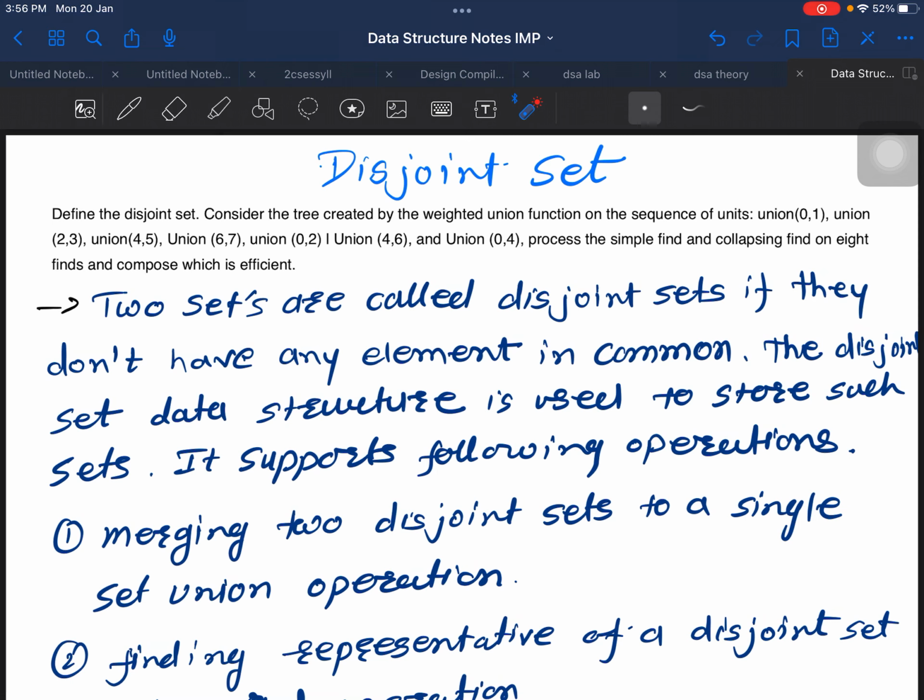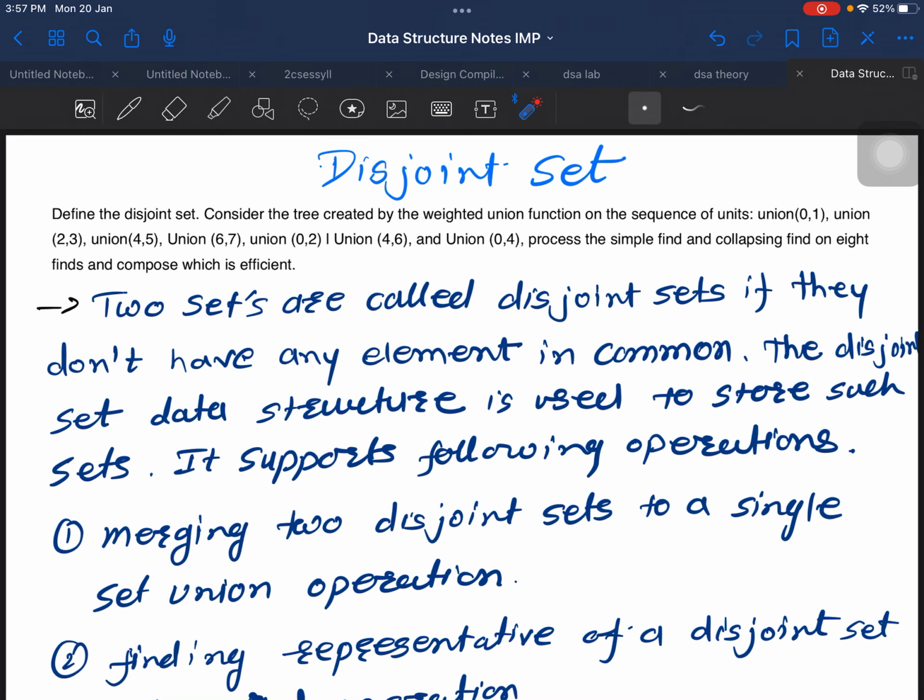So hello students, in this lecture we will discuss disjoint sets. Disjoint set you already know. Set means the collection of elements. Now what is meant by disjoint set? Disjoint sets are basically multiple sets which do not contain any common value. That's why it is called a disjoint set.